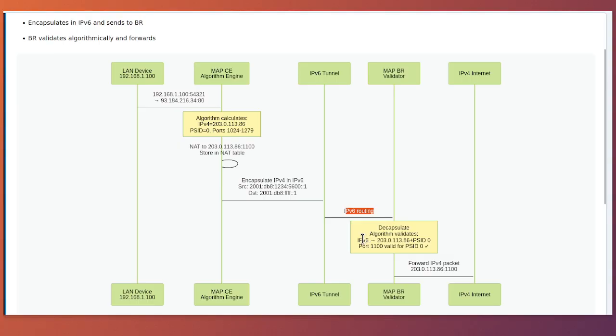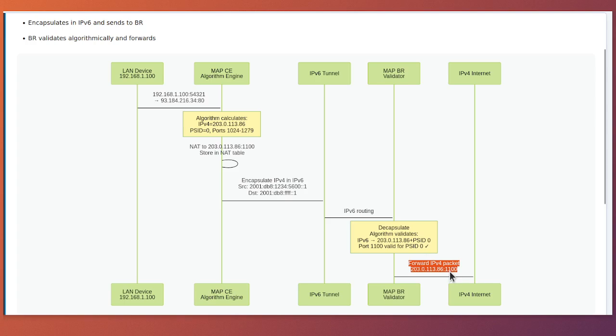The BR decapsulates it and validates that the source IPv4 address 203.0.113.86 and port 1100 match what the algorithm would derive from the source IPv6 address 2001:DB8:1234:5600::1 with PSID 0. It confirms the validation and forwards the IPv4 packet to its destination.